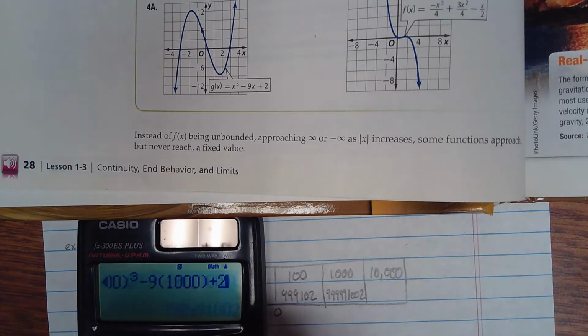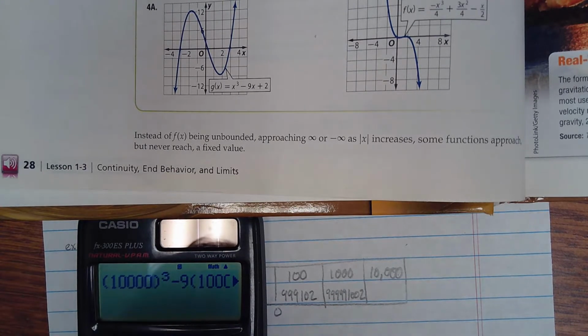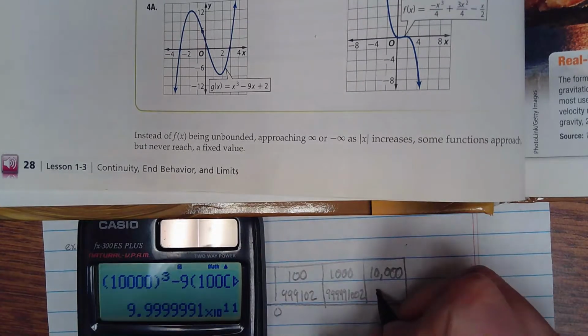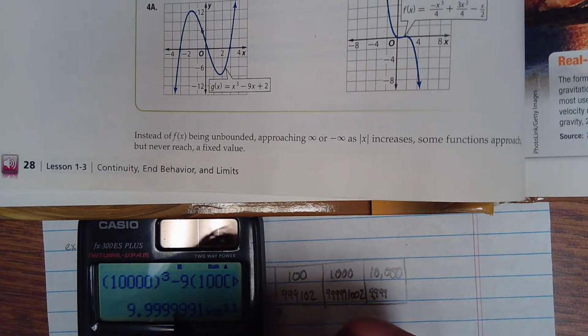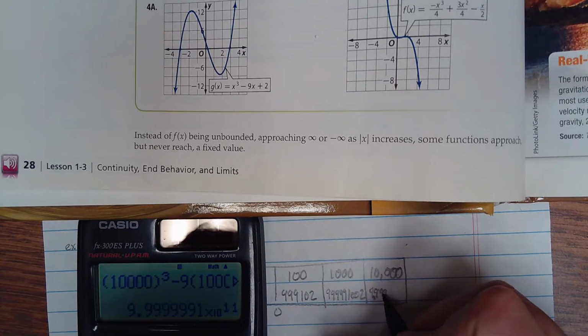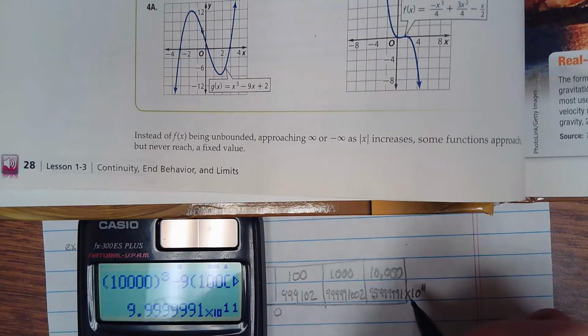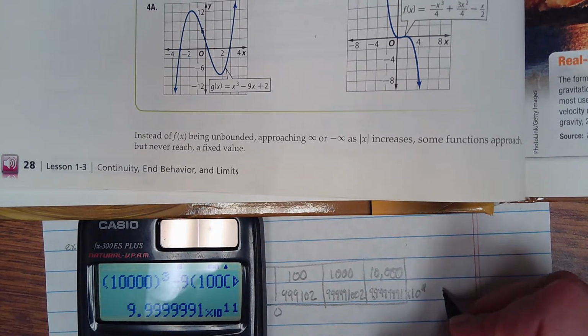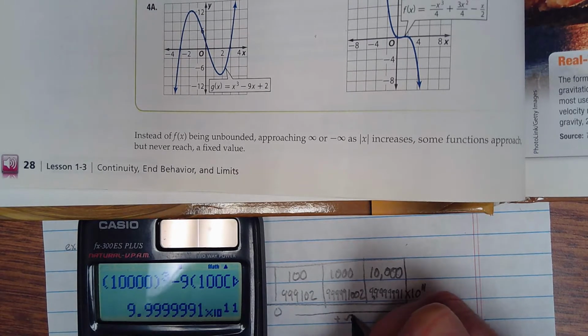Okay, and then I'm going to add 2 more zeros in. 1 in that one, and 1 in that one equals. Now I have 9.999. Let's see, 1, 2, 3, 4, 5, 6. 1, 2, 3, 4, 5, 6, 1 times 10 to the 11. Okay, so that is going toward infinity. So this, as I go this direction, is going toward positive infinity.